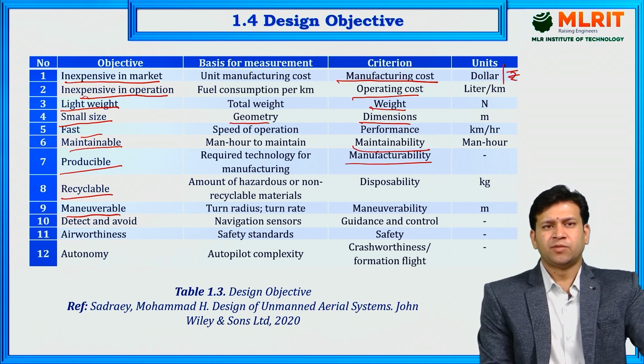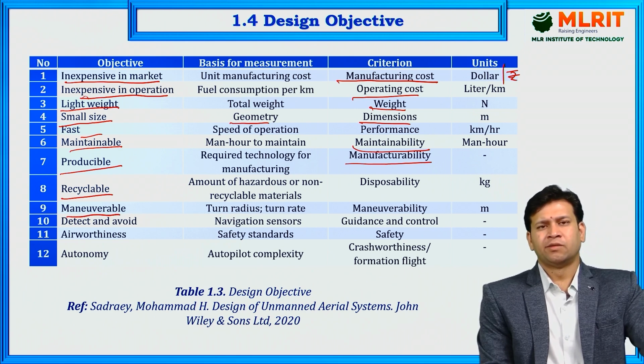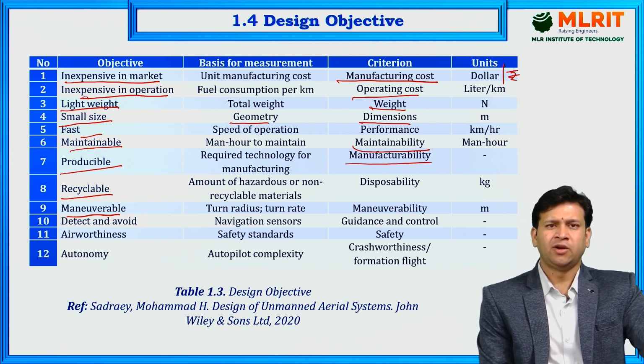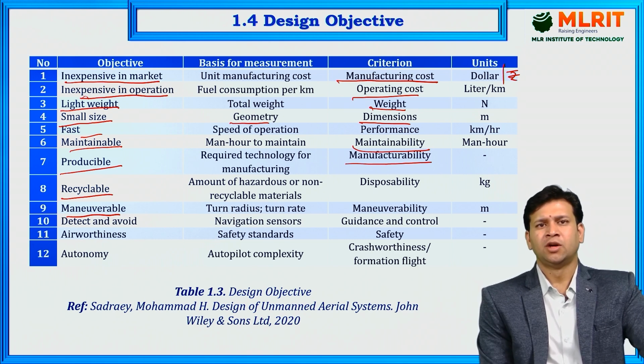Ninth objective is maneuverable. When it comes to the turning of the aircraft, or climbing of the unmanned air vehicle, or diving of the unmanned air vehicle, or performing any primary or secondary operations, the movements should be easy. It should be agile in nature.